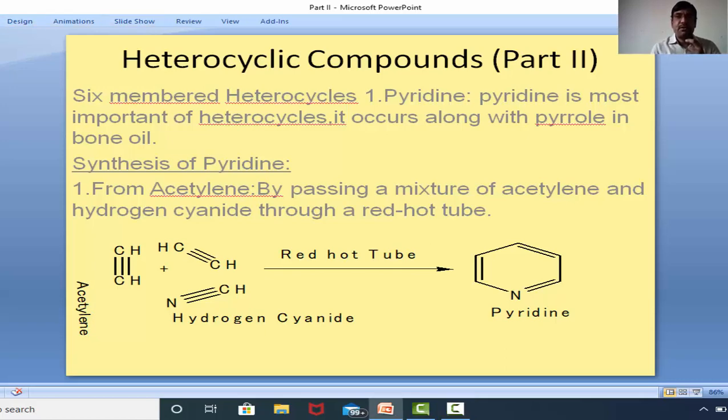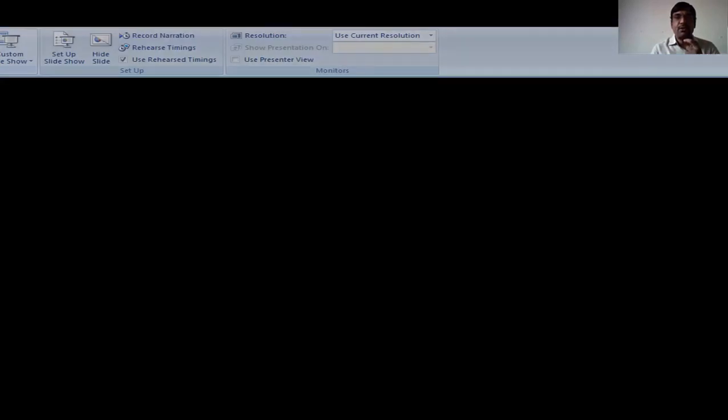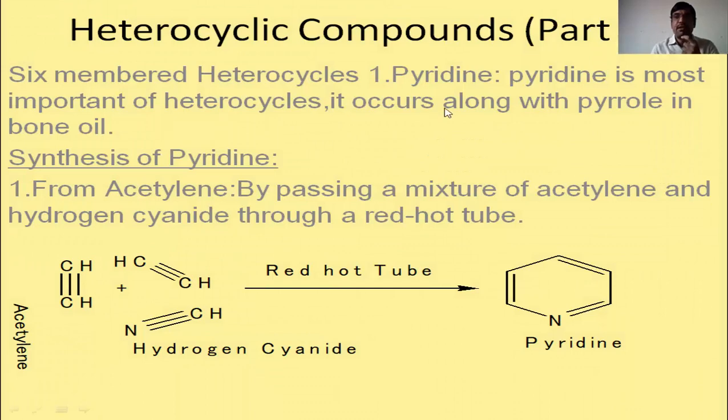Welcome dear students. We are going to see the heterocyclic compounds part second. In this we are going to see about the 6-member heterocycle and the condensed heterocycle. The 6-member heterocycle example is the pyridine.